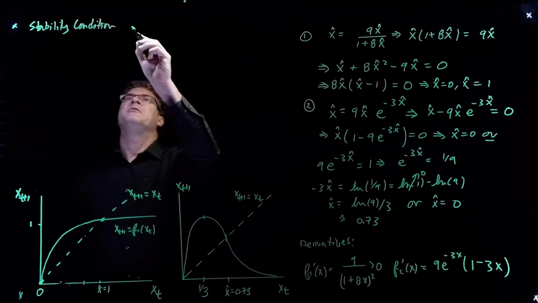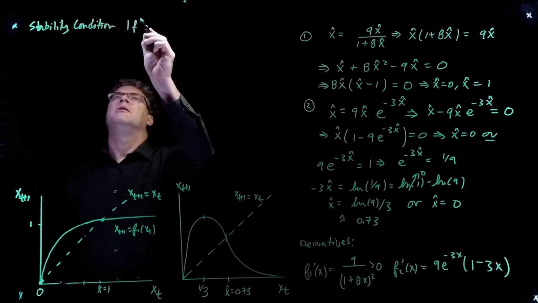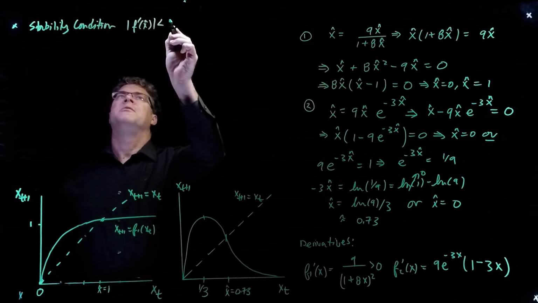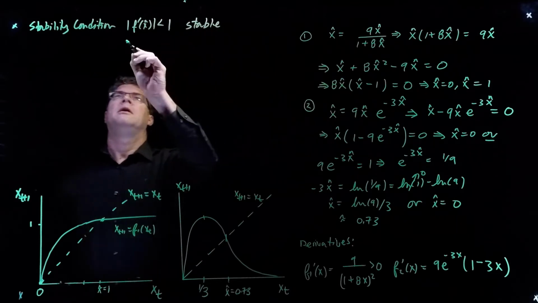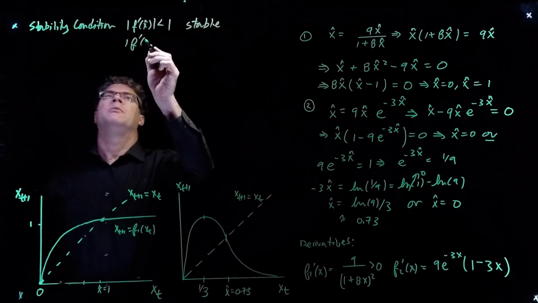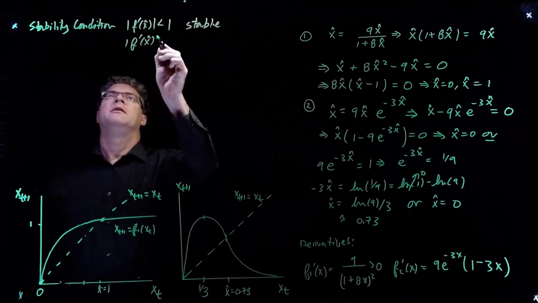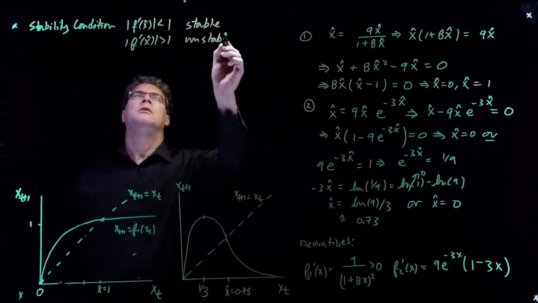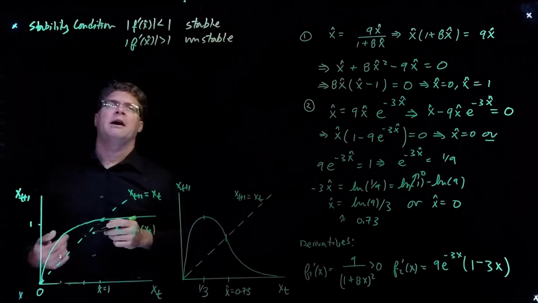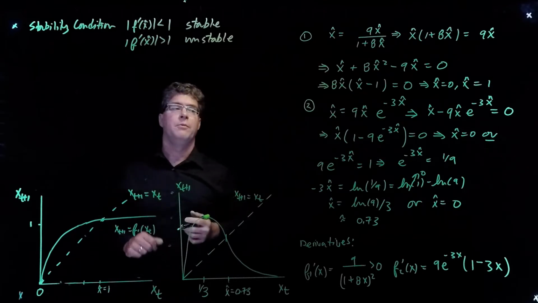If the absolute value of f prime of x hat is less than 1, it's stable. And if the absolute value of f prime of x hat is greater than 1, it's unstable, where here x hat is the equilibrium point.